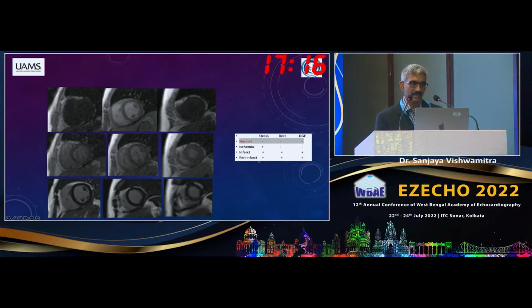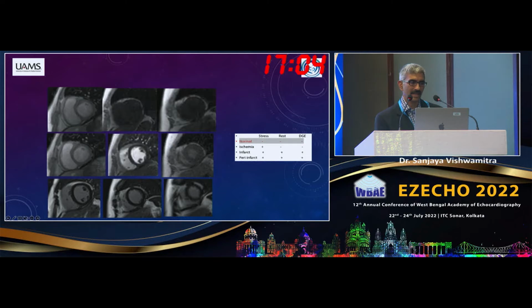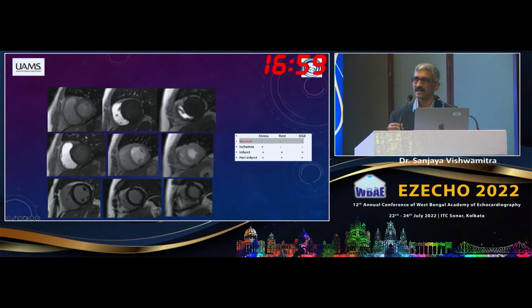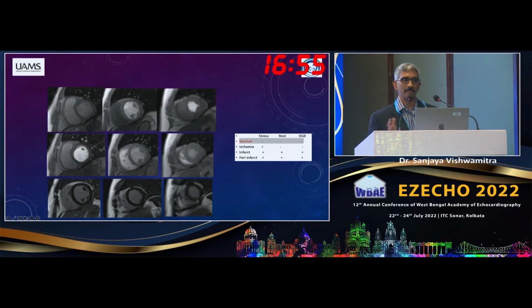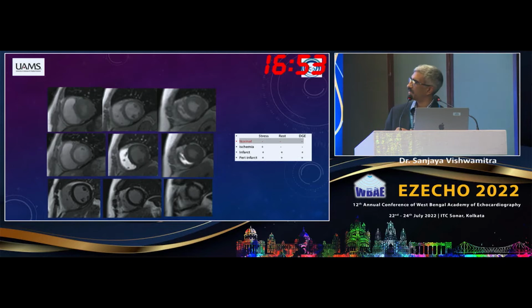This is an example of a normal exam where there is no stress defect, there is no rest defect, and there is no delayed enhancement. The stress images are on top, the resting images in the middle row, and the delayed enhancement is showing you a completely black myocardium. Recollect that the area of infarct that I showed you earlier is white. So you're able to differentiate between white and black very clearly.